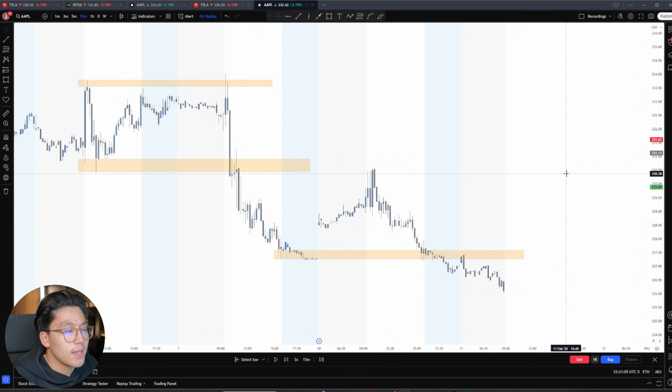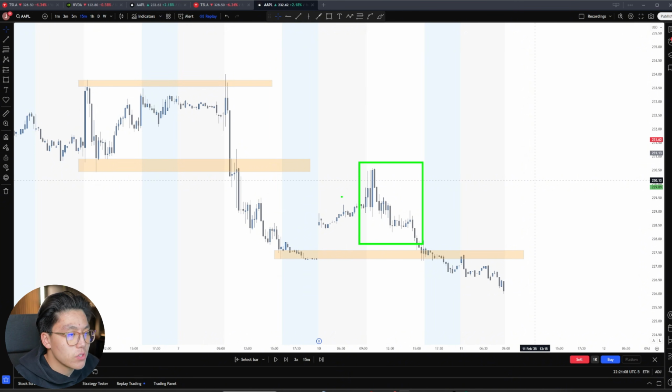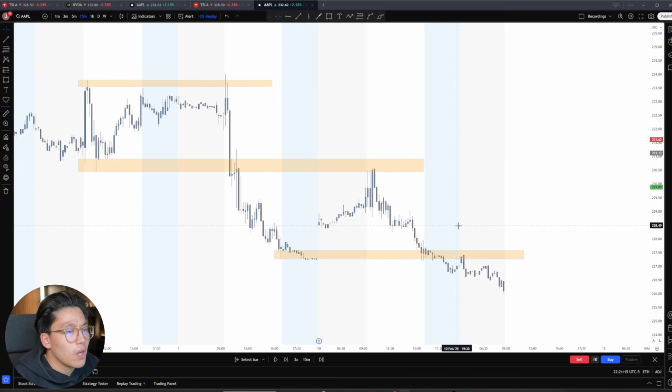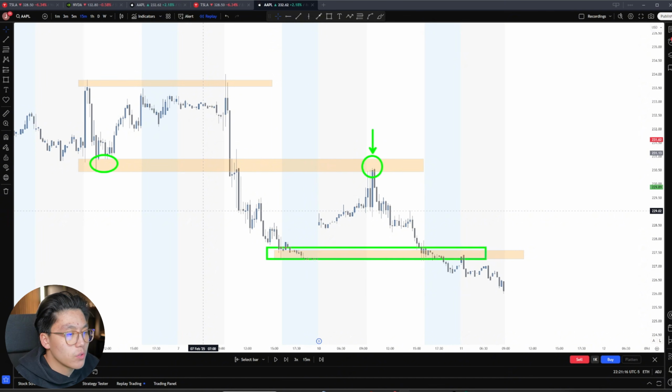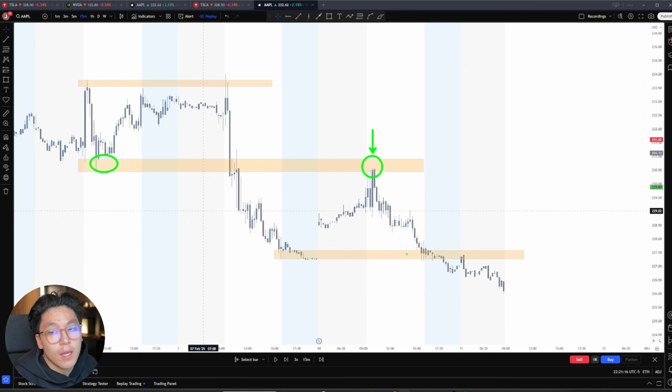So as you can see here, we're on Apple, and this was a few days later. We ended up having a lot of internal liquidity coming into this day, so we really didn't have too much of a trading opportunity. If you drag this over, all we had was a nice little reaction off of this 231.50 and ended up just gravitating down towards your previous day low. So we never had any sort of reaction around the previous day highs or previous day lows. What we had was internal liquidity.